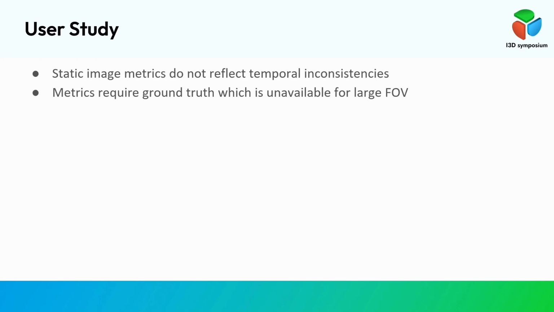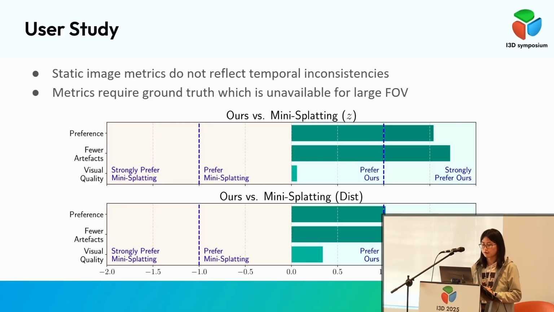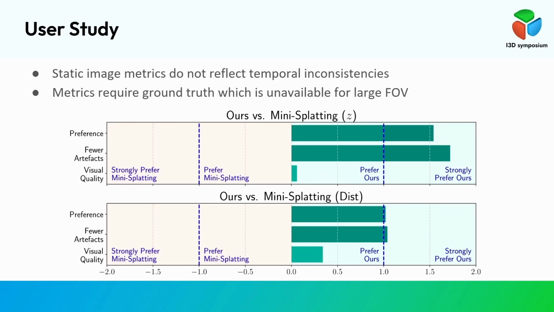And we conduct a user study to verify our findings. This is because static image metrics do not reflect temporal inconsistencies such as the popping artifacts, which are obvious when you move your head. And also the metrics require ground truth, while the ground truth is unavailable for our large field of view VR images. The details of the user study are presented in our paper. We recruited 25 participants, and we find that our method is preferred against Mini-Splatting.